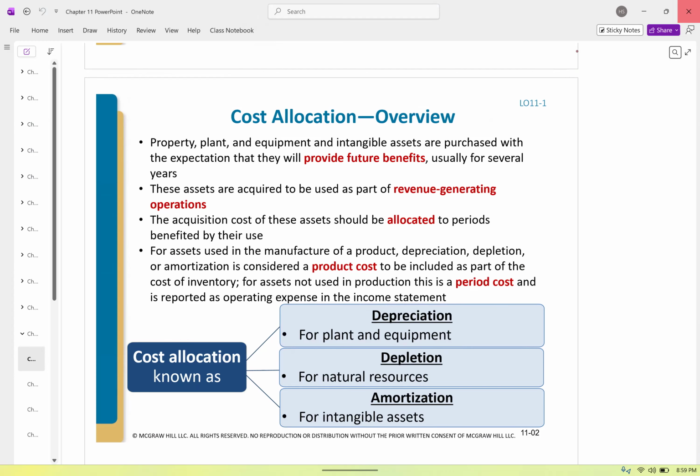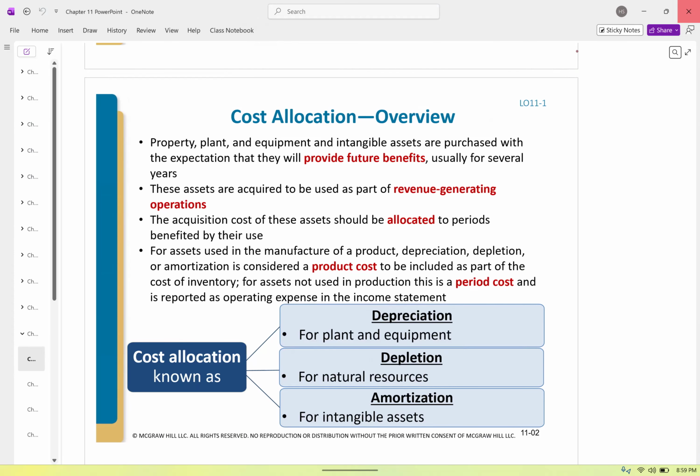When we are talking about cost allocation in this chapter, we are just talking about allocating the cost of those big ticket items: the big building, manufacturing equipment, vehicles, delivery trucks, all of those things. We are looking at just allocating the cost. We are not necessarily trying to follow the fair market value of the asset. That kind of happens a little bit more on the IFRS side, not on the GAAP side, though.